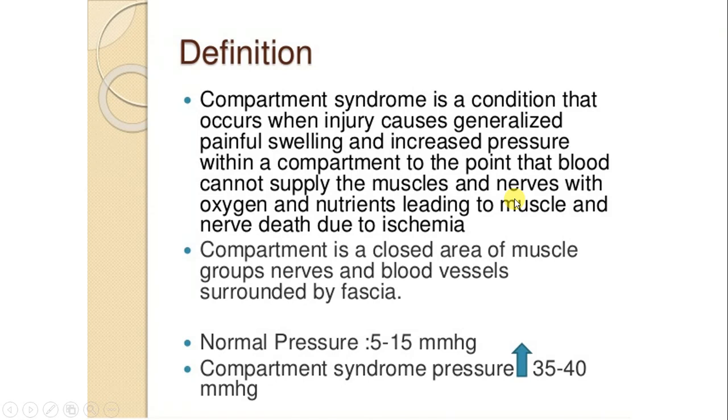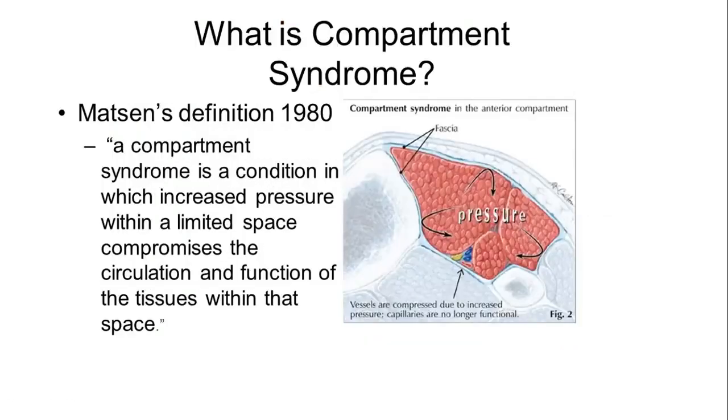So that's why I have shown you the different compartments we have already seen. Normal pressure in a compartment is 5 to 50 millimeters of mercury, but if this pressure is increased to 35 to 40, then compartment syndrome will develop. Here is Madsen's definition from the 1980s: compartment syndrome is a condition in which increased pressure within a limited space compromises the circulation and function of that tissue.